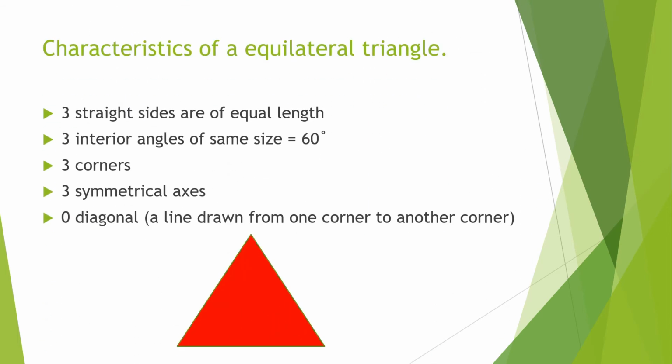We're going to look at the characteristics of each polygon specifically. Let's start with the equilateral triangle. An equilateral triangle has 3 straight sides of equal length, 3 interior angles of the same size, 3 corners and 3 symmetrical axes. An equilateral triangle has no diagonal. What is a diagonal? A diagonal is a line drawn from one corner to another.